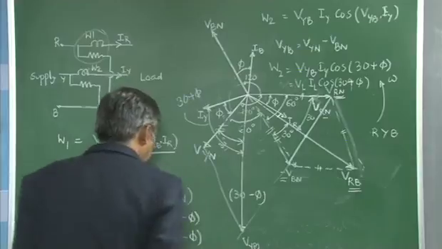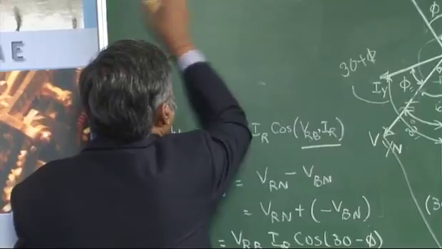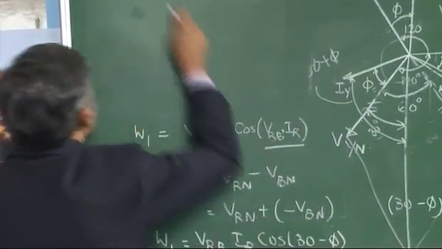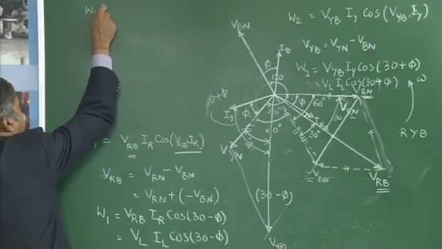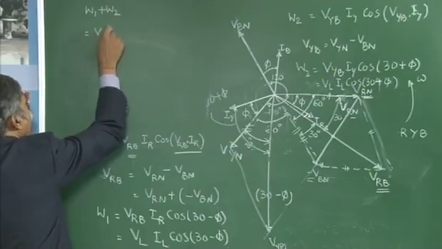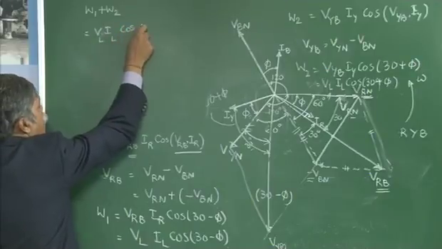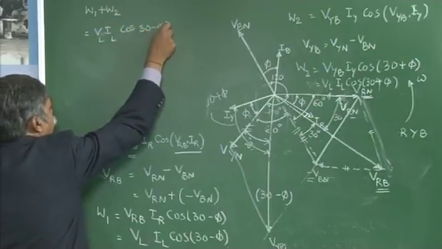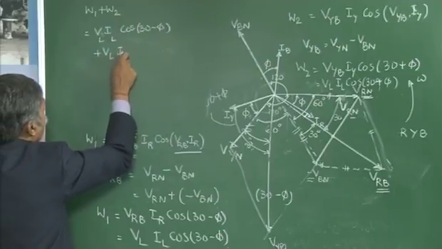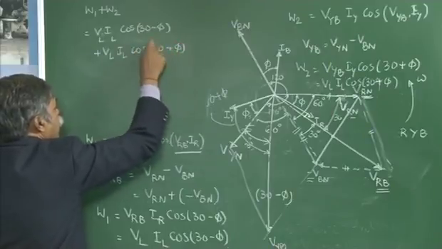So these are the two wattmeter readings. Now again we will see whether their sum will give us the total power in the three phase system or not. So I write down W1 plus W2 is equal to VL IL cos of 30 minus phi, that is W1, plus VL IL cos of 30 plus phi, that is W2.